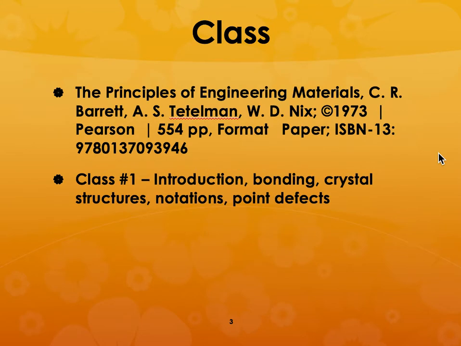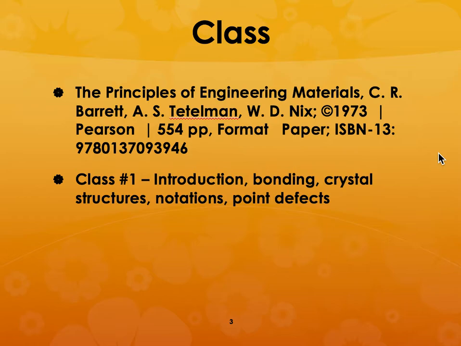This is a textbook. It's called The Principles of Engineering Materials. It's a very good read. If you go on Amazon, you should be able to find a copy of this textbook for between $30 and $40. But if you buy a new book, that is going to cost you about $100. But we would recommend that you go to the cheaper version if you can.